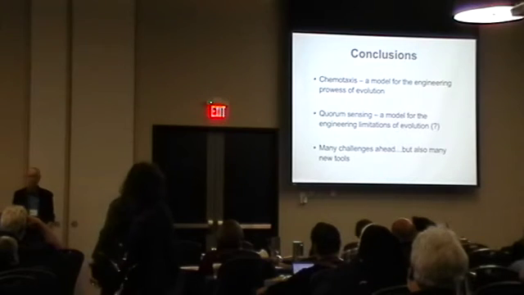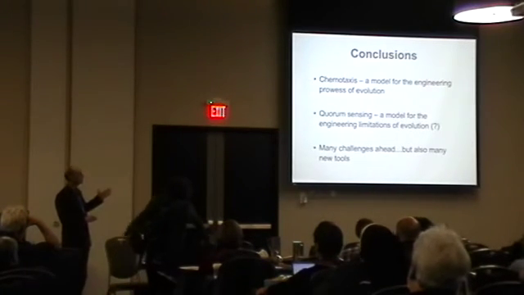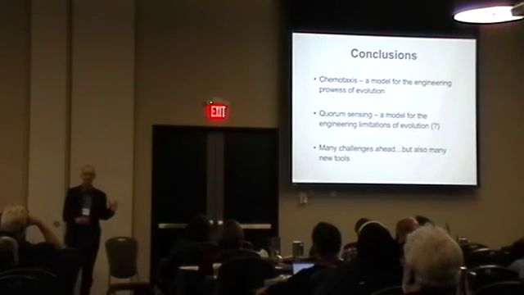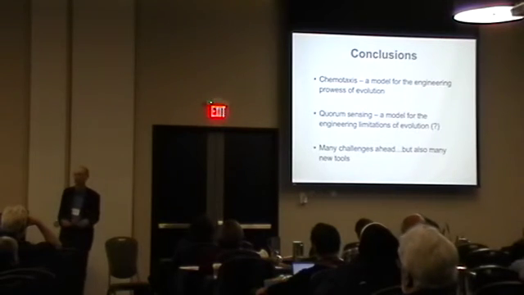So, conclusions: chemotaxis, I think, is a model for the engineering prowess of evolution, and quorum sensing is a model for the engineering limitations of evolution. And there are many challenges ahead, but also many new tools.